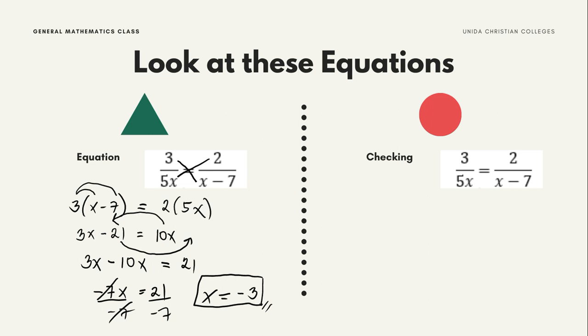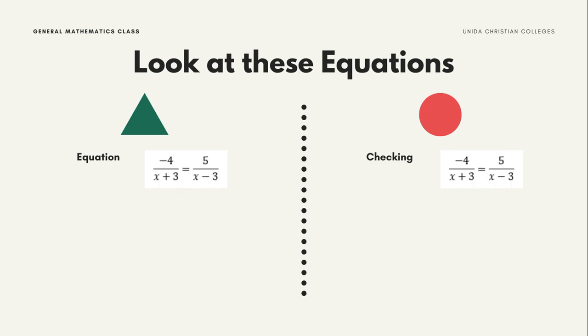Okay, next example. Let's say we have equation number 2, -4 over x plus 3 is equal to 5 over x minus 3. So, as you can see po, single ang expression sa left, single din ang expression sa right. So, ibig sabihin, you can cross multiply. So, same process as what we did in example number 1. So, we write 4. And then 4, since it is cross multiply, we have 4 times x minus 3 is equal to 5 times x plus 3.